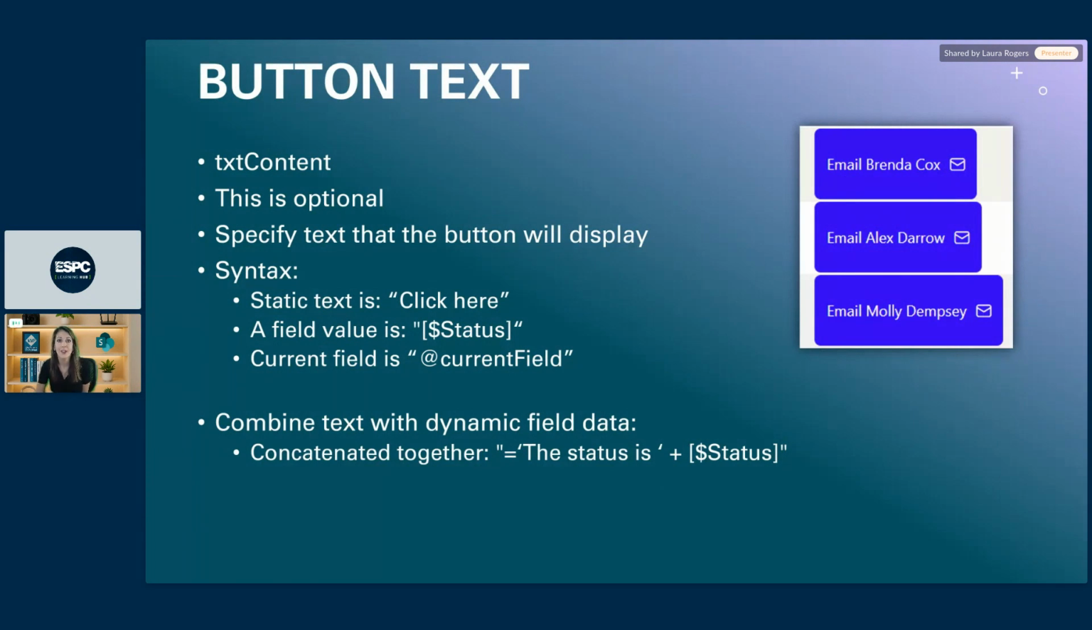And then you have a current field. If you have the verbiage in the field that the button is in, then you would refer to it with this ampersand. So here's an example down here where you can combine them and say something like current field concatenated together. It's got a very specific syntax. You say equals, and then you use these little single quotes, the status is, and then to concatenate it together, use a plus, and then you put the name of the column. So that's the syntax for combining text with dynamic information.